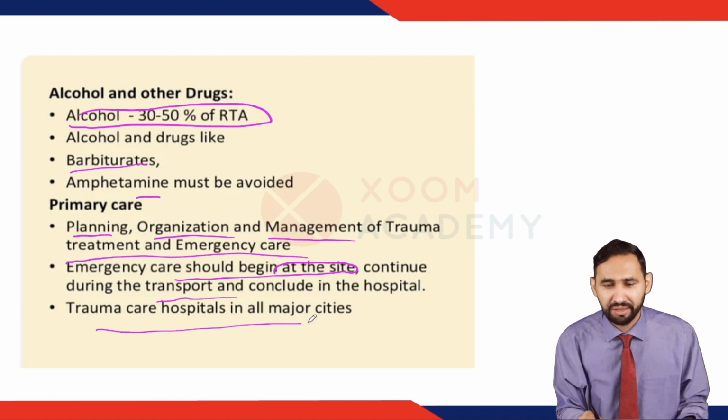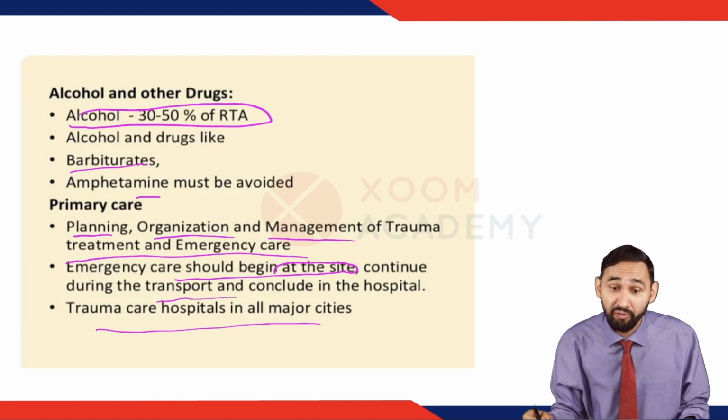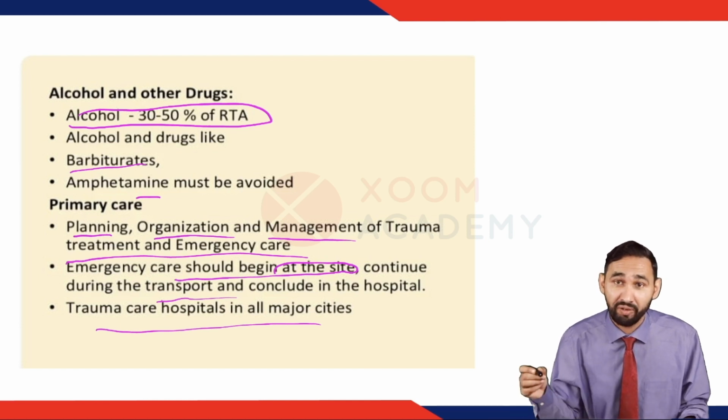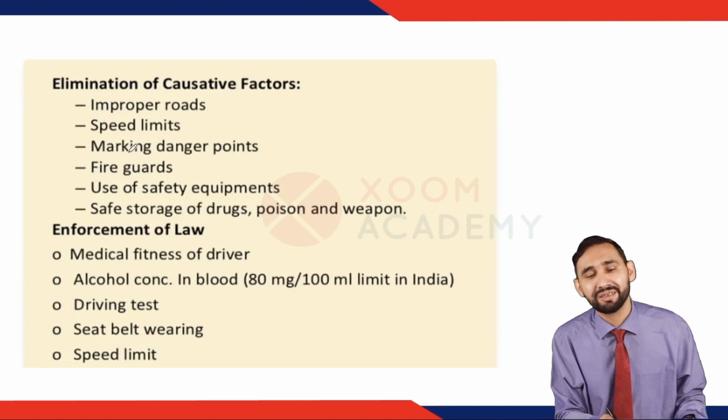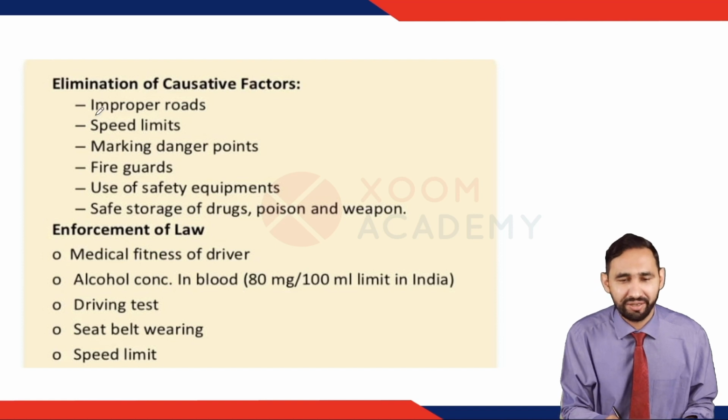Trauma care hospitals in all major cities are the need of the hour. We should have trauma care hospitals in all our major cities like Lahore, Karachi, Islamabad, Sialkot, Gujranwala. And we should eliminate the risk factors or causative factors.